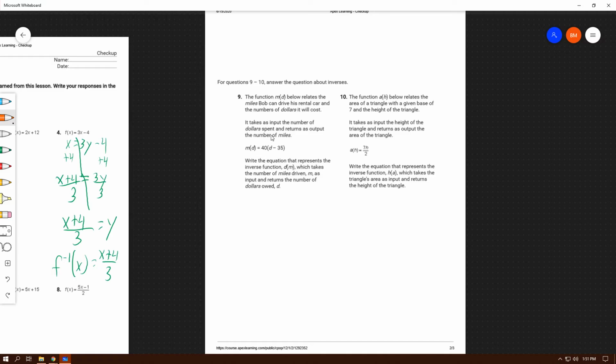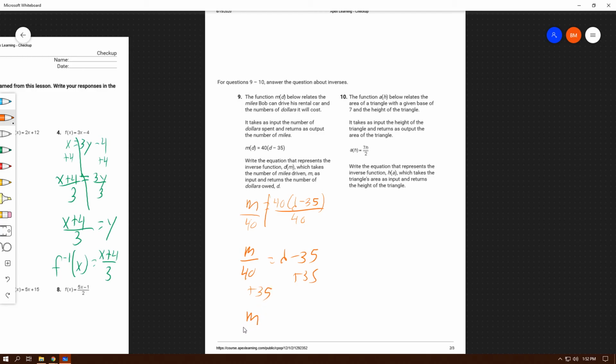solve for the opposite. So we now have m equals 40d minus 35. I just got rid of the function notation. This is one where I'm not going to flip the variable because these variables are now very specific to what they're talking about. So I want to get d by itself. Multiply by 40. Add 35.